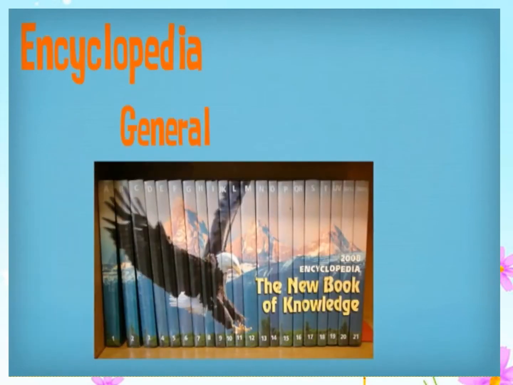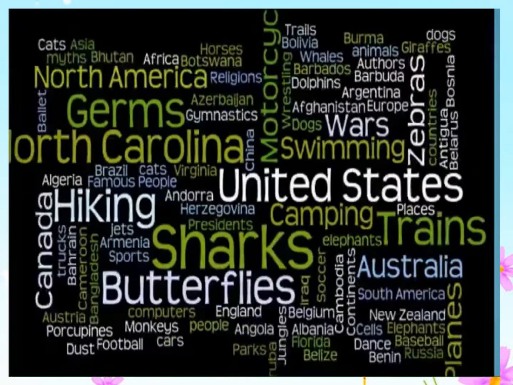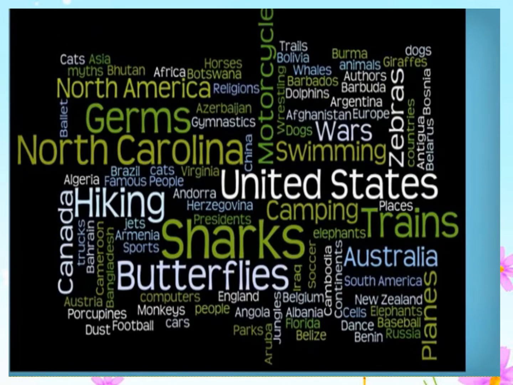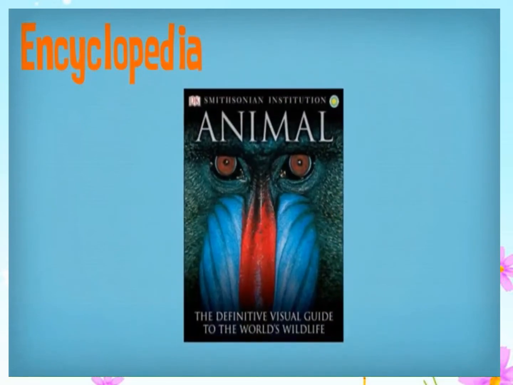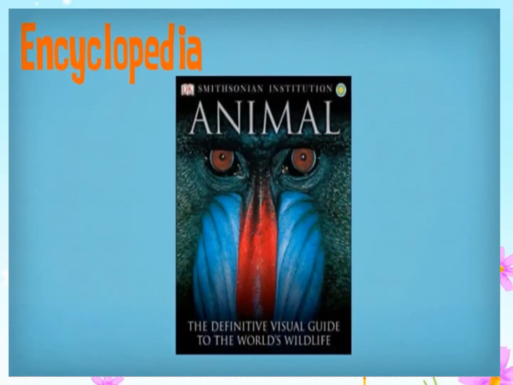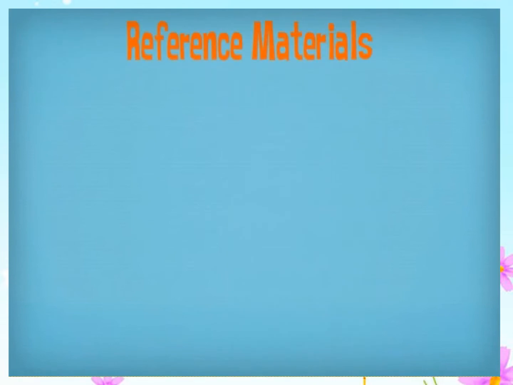Encyclopedias can be general or specific. General encyclopedias cover a whole bunch of different topics. It can cover anything from animals to people to places, wars, pretty much whatever you can think of. Whereas a specific encyclopedia covers one particular topic. That could be science, like the example here, or it could be sports. It could be animals. It could be about famous people like presidents, or even plants. But whatever that topic is, the only type of information you will find in that encyclopedia.